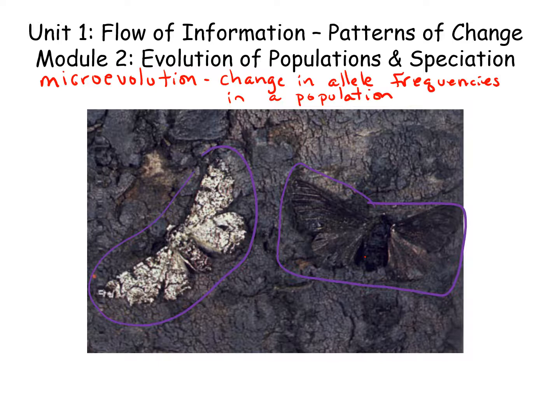And over time, we would expect in this population to see an increase in the frequency of alleles that code for the dark colored moth. Because these dark colored moths, by blending in and being camouflaged on the tree trunk, they're less likely to be eaten by predatory birds, so they'll have a longer lifespan and a greater chance of reproductive success.